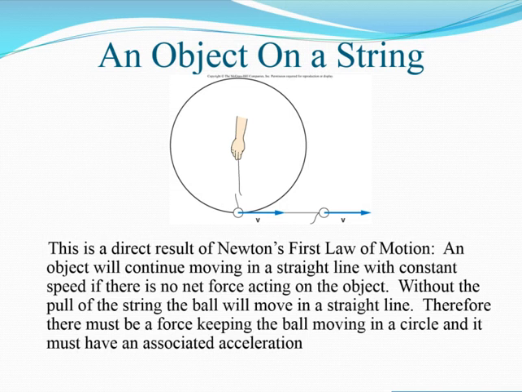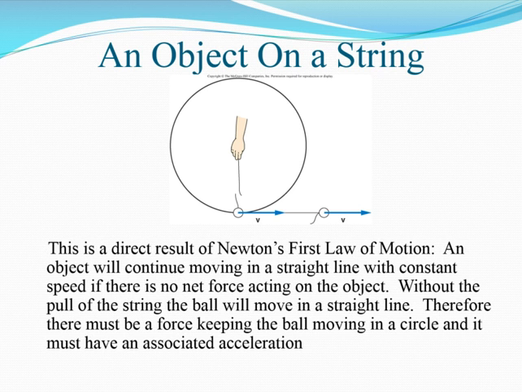So when we look at uniform circular motion, one of the first things we think of is an object on a string. So if we have an object on a string and we are spinning it in a circle, and that string breaks at a point, it is important to realize that that object is going to go straight off at that point with a velocity that is tangent to that circular path at that point.